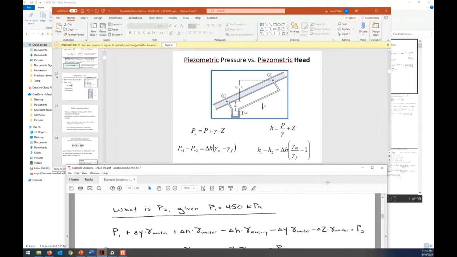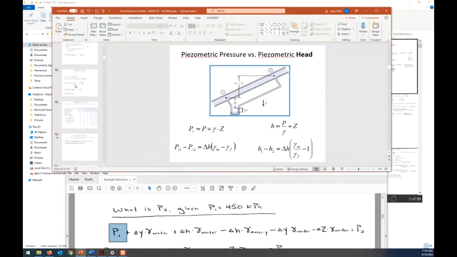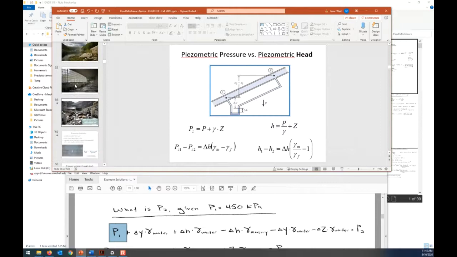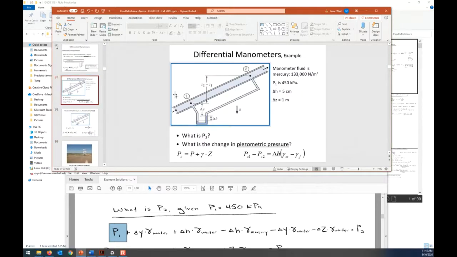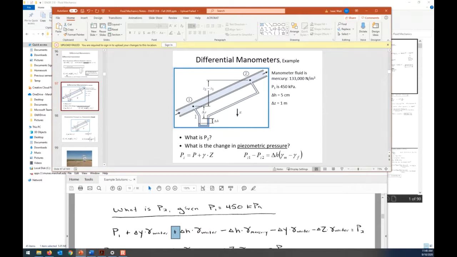All right. Okay, so you see P1 is the given pressure in the problem statement. The given pressure at location 1 is 450 kilopascals. So 450 kilopascals plus, now we're going downward through delta Y and the gamma of the water. So the plus is down through the fluid. And then we're going to go plus delta H times gamma of the water. And so that's the location from this interface down to the next.